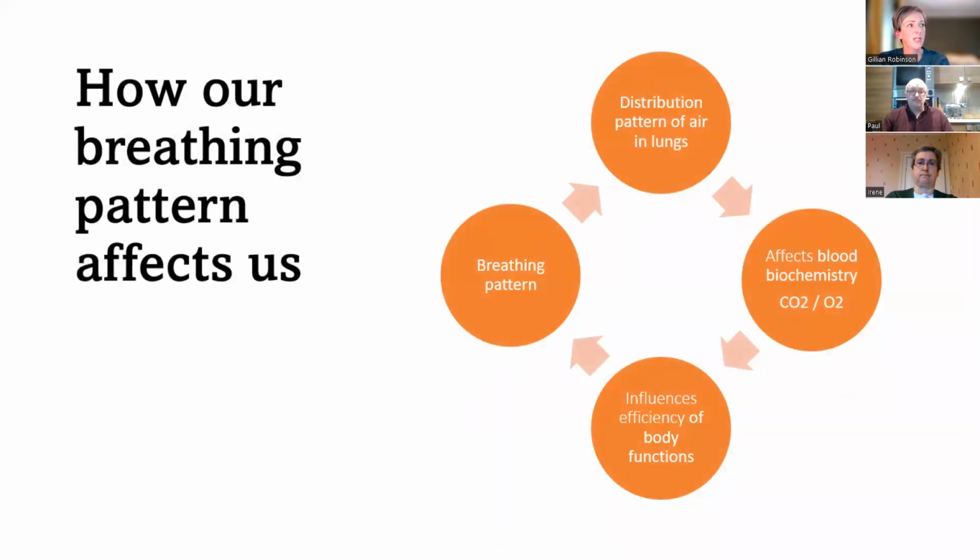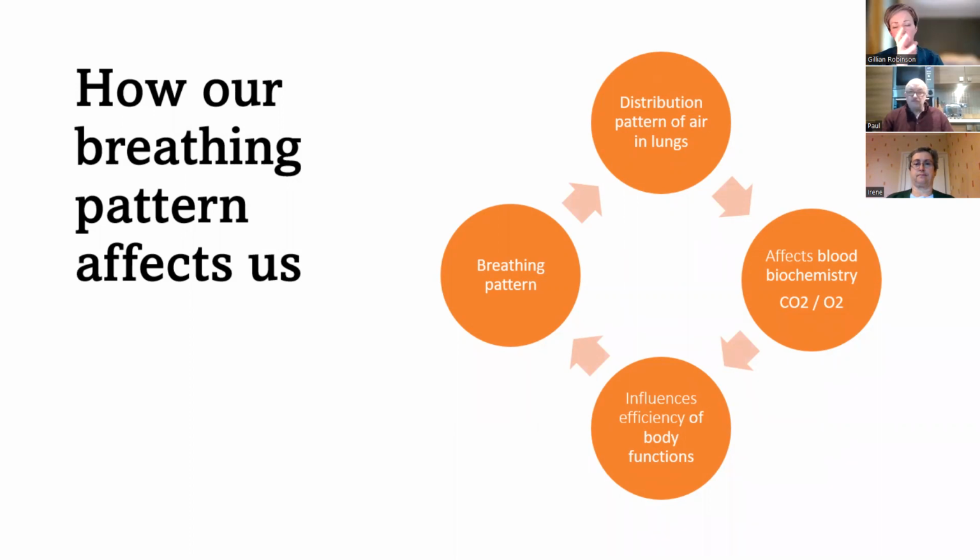Okay, so how your breathing pattern affects us. We tend to think, well, I just breathe automatically. It happens and I don't have to think about it. But actually, our breathing pattern, as I talked about, for example, if you're breathing only up in the top part of your lungs, the distribution of air in your lungs will be affected. If you're not breathing deeply, it's never getting down to the middle part of your lungs or the bases of your lungs, which are at the back. So the distribution of air will change.